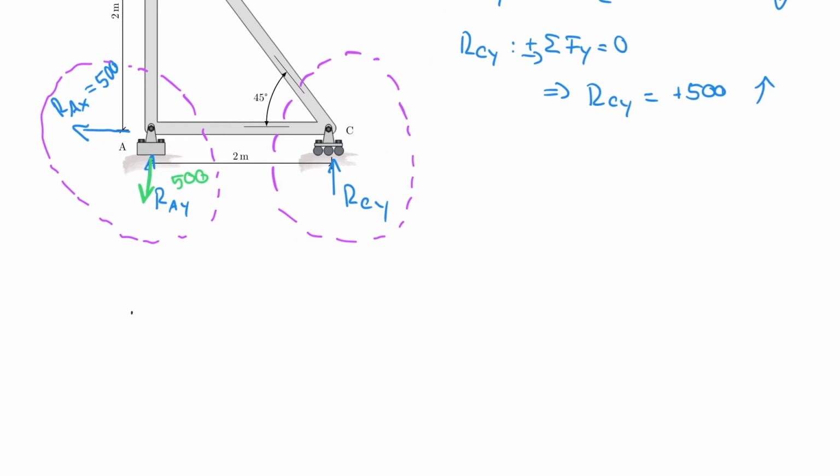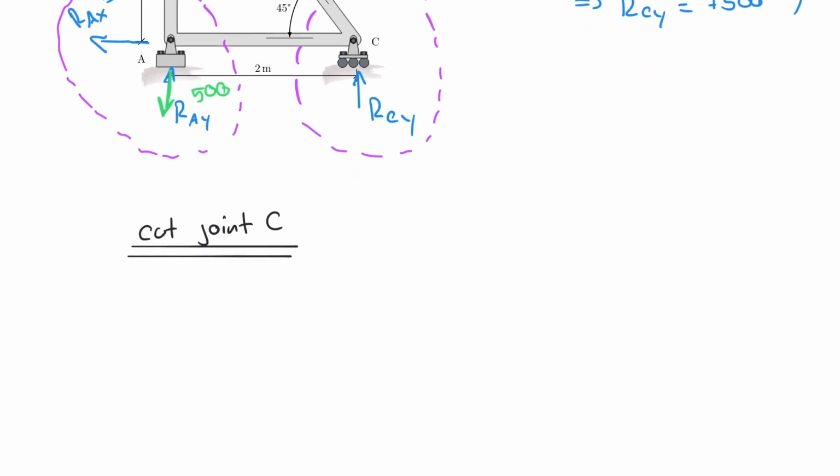So the first thing I do is I cut joint C, and remember that the first thing I do is I draw a free body diagram. So let me draw the free body diagram of node C. So my node C looks like this.